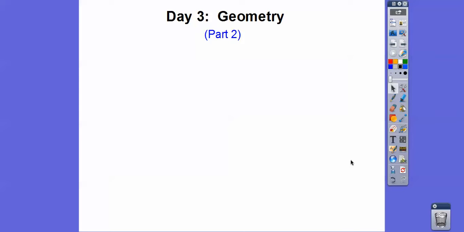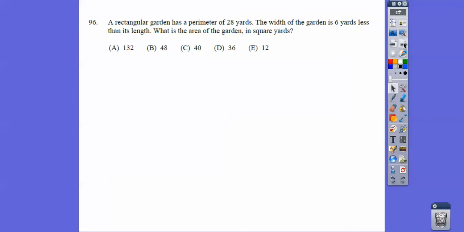All right, you guys, this is part two of our geometry for the elementary level math test that you guys are getting ready to take.